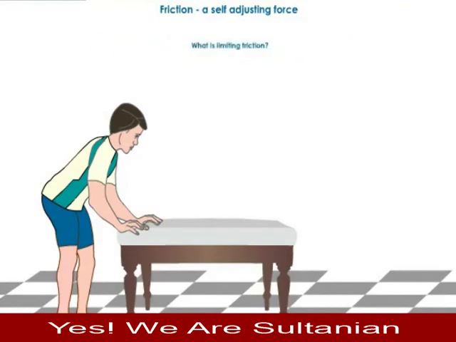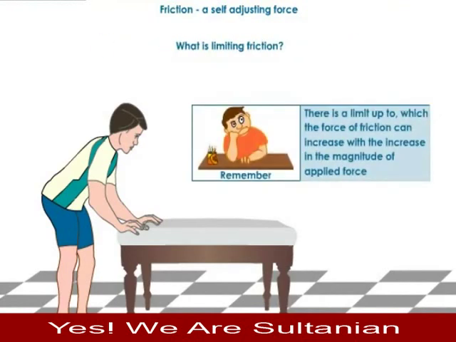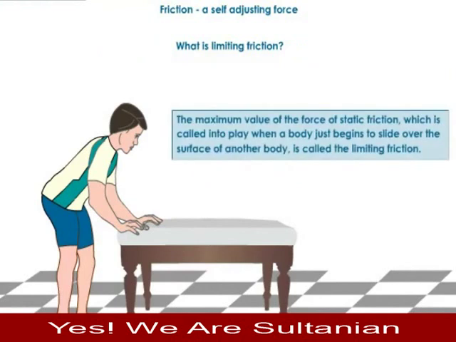What is limiting friction? Remember that there is always some limit up to which the force of friction can increase with the increase in the magnitude of applied force. This maximum value of the force of static friction, which is called into play when a body just begins to slide over the surface of another body, is called the limiting friction.